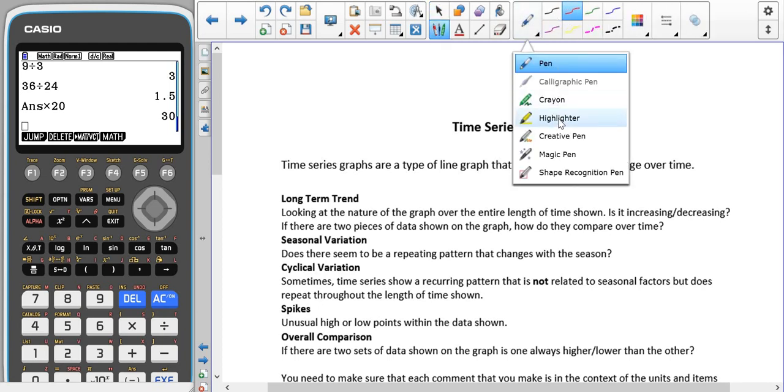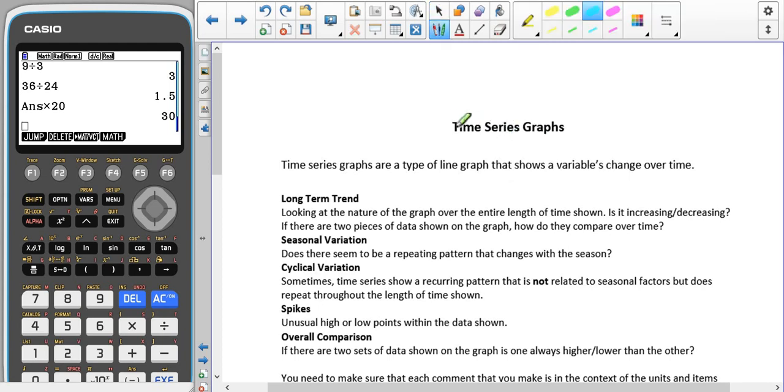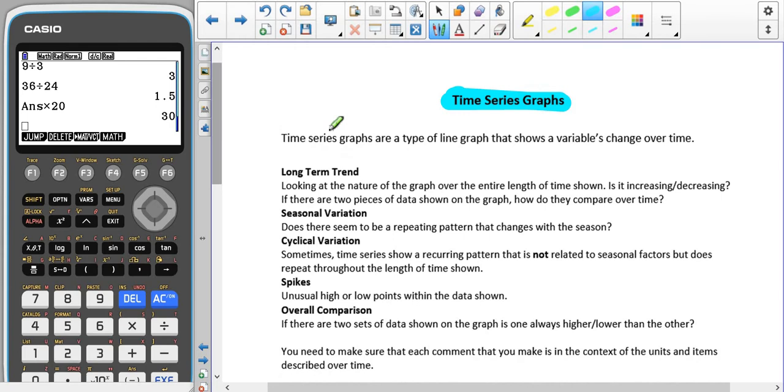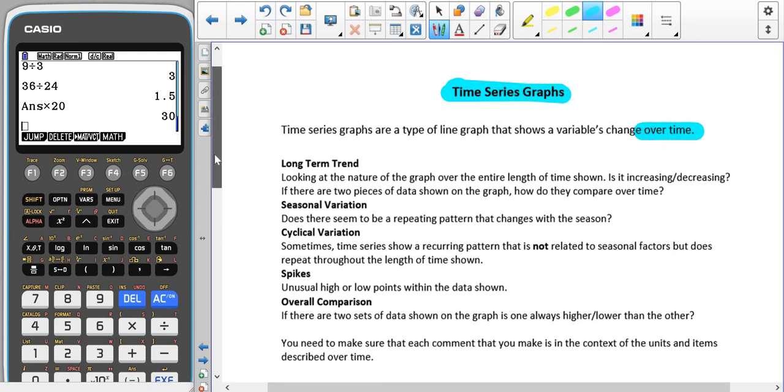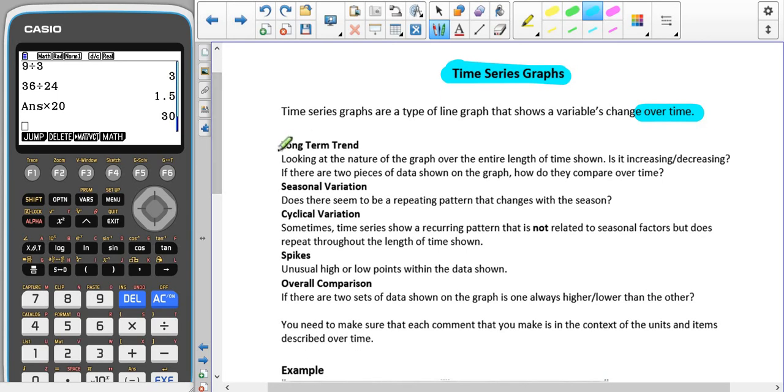The last section that we're going to look at in terms of graphical representations of data for now is time series graphs. Time series graphs are a type of line graph that show how variables change over time. And this is very important. Whenever you have something that's to do with time, a time series graph is the best way to show what's happening. There's a couple of different things that we look at.